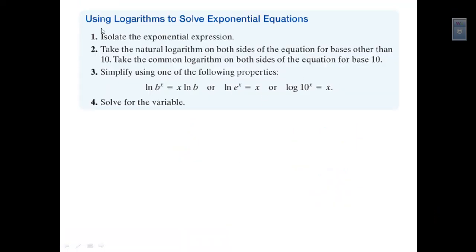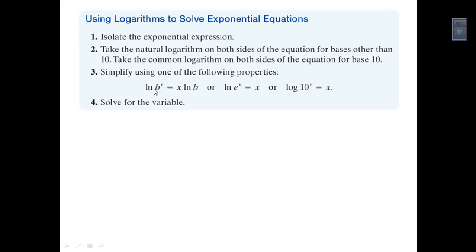All right, now you can also use logarithms to solve exponential equations by isolating the exponential expression. Take the natural log of both sides, or the log that makes the most sense. Typically, you're going to use natural log on both sides for bases other than 10. If your base is 10, then you can take the common log. And then simplify using one of the following properties.